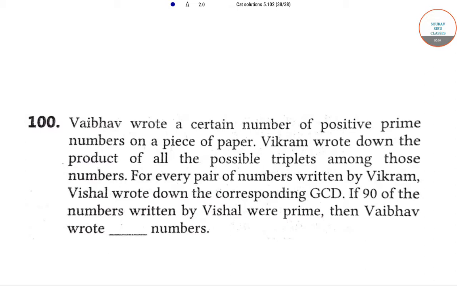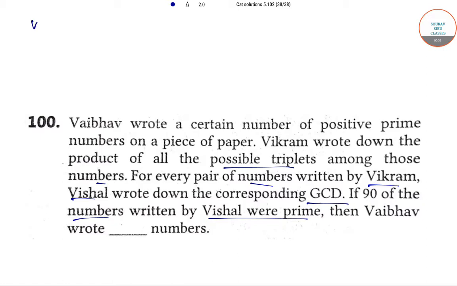The question is, Vaibhav wrote a certain number of positive prime numbers on a piece of paper. Vikram wrote down the product of all the possible triplets among those numbers. For every pair of numbers written by Vikram, Vishal wrote down the corresponding GCD. If 90 of the numbers written by Vishal were prime, then Vaibhav wrote dash numbers.